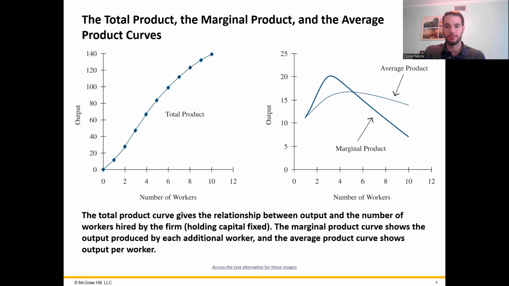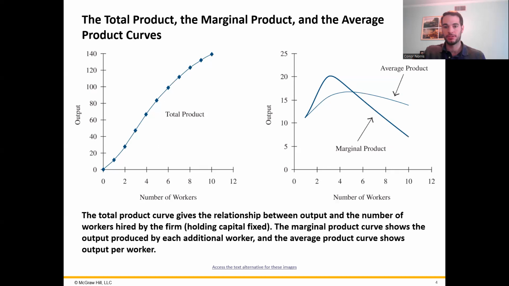Your textbook has a table, table 3.1, which provides an example of a company with a number of employees and output, and uses that to calculate the marginal product and the average product. We can then take that table and use it to make two graphs that appear on this slide. The figure on the left shows us the output based on the number of workers.